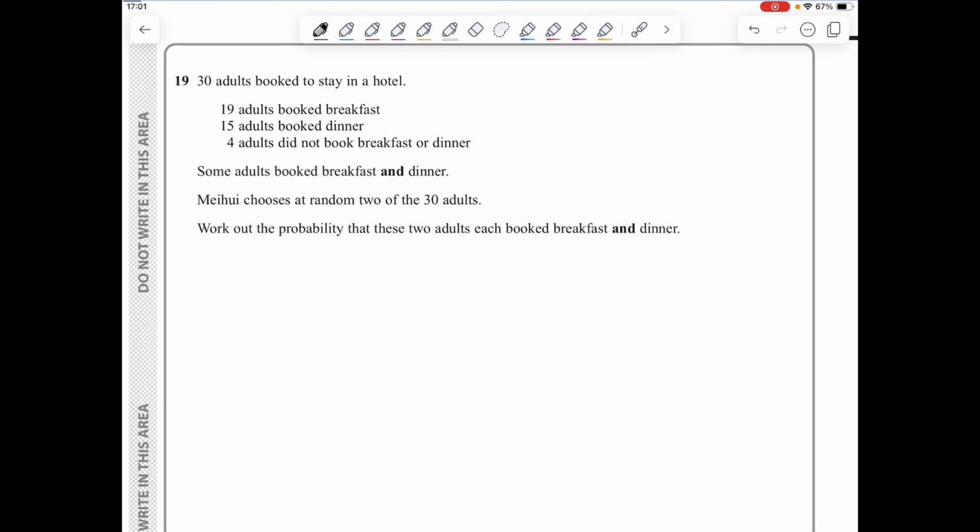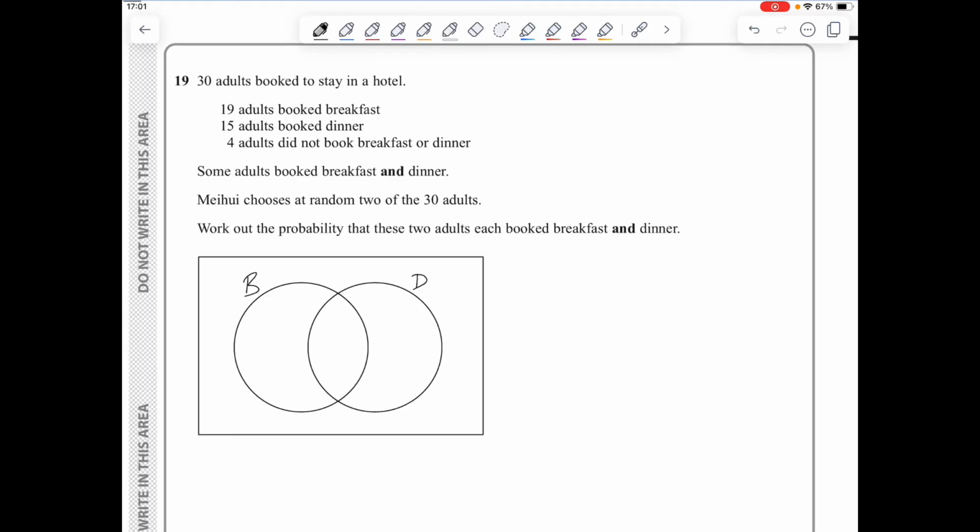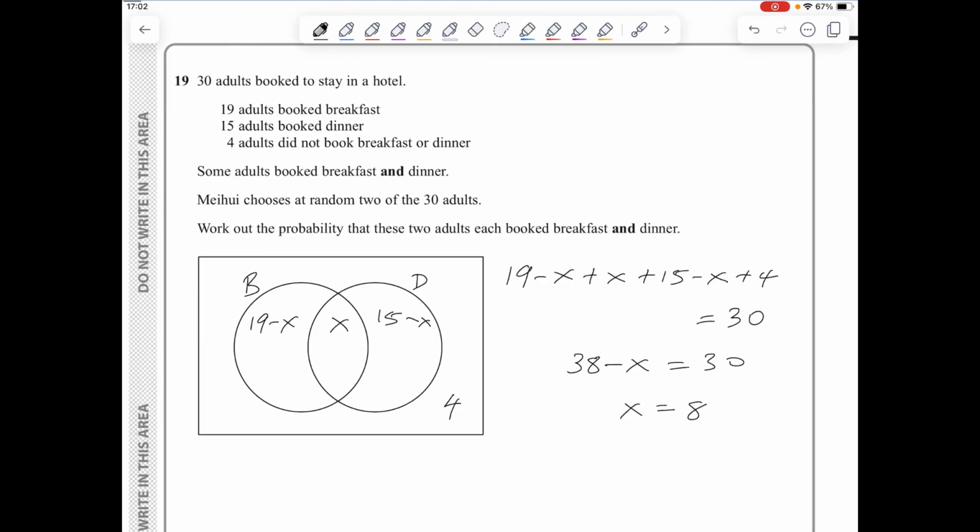I'll start question 19 by drawing a Venn diagram. Now let X be the number of adults that opted for breakfast and dinner. So I've got 19 minus X just for breakfast and 15 minus X just for dinner, and 4 that are outside B and D. And if I add all those numbers, I should get a 30. The left-hand side simplifies to 38 minus X. And then if I solve this one, X comes out to be 8. So now I can finish off my Venn diagram.